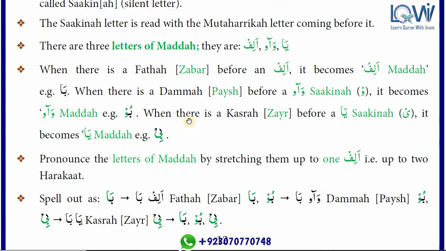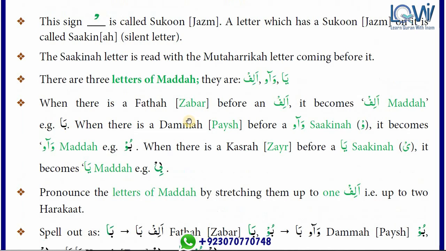Okay, so I'm going to repeat, revise all the questions again. Listen to me carefully. Question 1, what is jazam? The small dal type sign is called jazam. Question 2, what is sakin? A letter which has a jazam on it is called sakin. Question 3, how will a sakin letter be pronounced? A sakin letter is read with the mutaharrik letter coming before it.